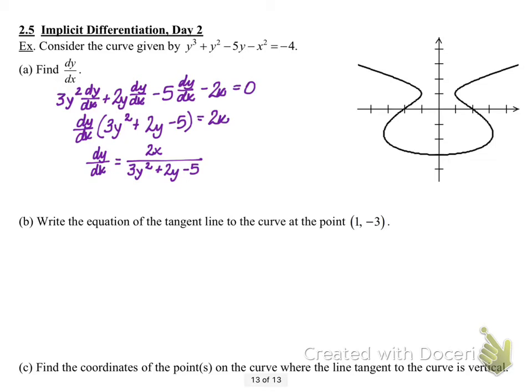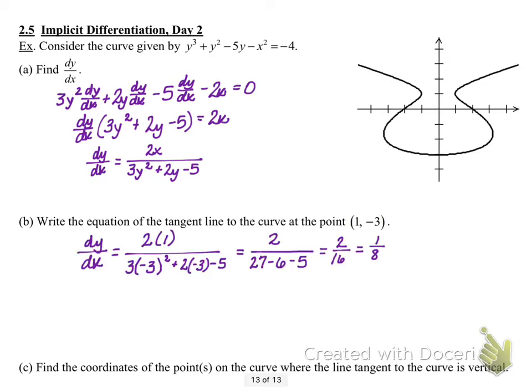We will eventually need to do that. We already know what our point is. All we need to do is find our slope. Plug in x and y into our slope, and we'll have our slope. Then we're going to use point-slope form. So this particular piece should be fairly easy for you.